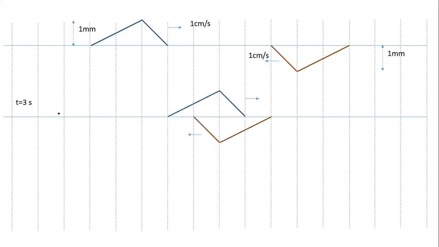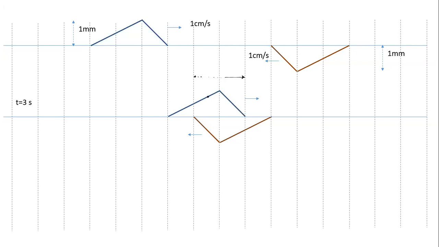So we calculated what would happen at t equal to 3 seconds. This pulse will travel a distance equal to velocity times time, so it will travel 3 centimeters. This also will travel 3 centimeters. This is the region where all the particles present within this space are affected by two different pulses, and the resultant displacement is the sum of the displacement due to each.